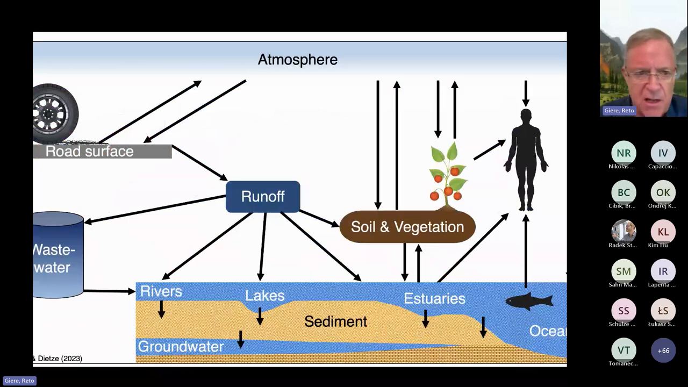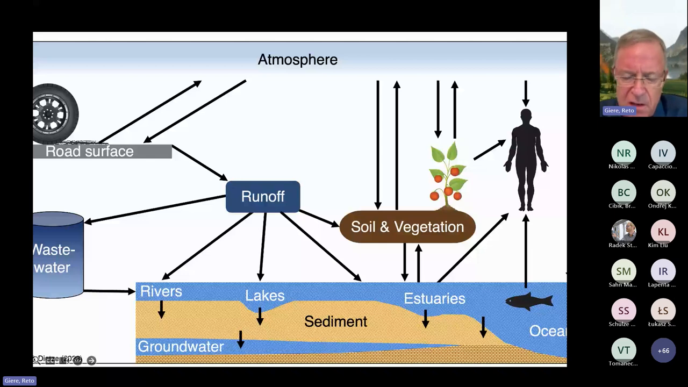What happens to these particles? You have here on the left-hand side, the road surface. That's where we actually create the tire abrasion particles. They end up on the road surface. Some are ending up in the atmosphere, as you see up here, the arrow. The atmosphere, of course, they can also deposit again back onto the road surface. They can also be deposited on various other surfaces, such as lakes, water bodies, soil vegetation, and so on. So the question now is, what happens to these once they are emitted?